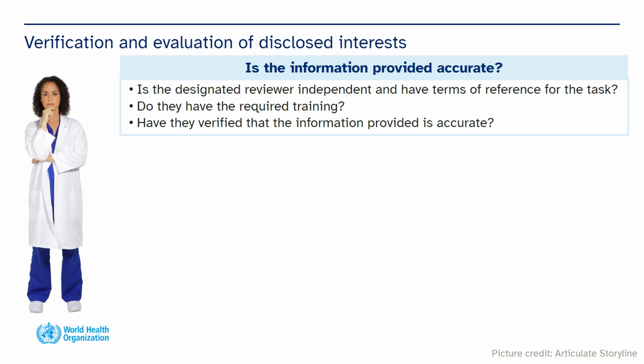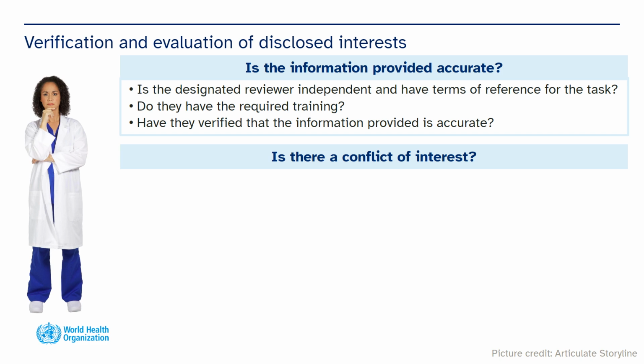The reviewer should first verify that the information provided on the declaration of interest form is accurate, by conducting internet searches or comparing the disclosure form with information on previously declared interests on file. Then, the reviewer needs to identify whether a disclosed interest constitutes a conflict of interest, and determine the significance or risk of any identified conflicts.